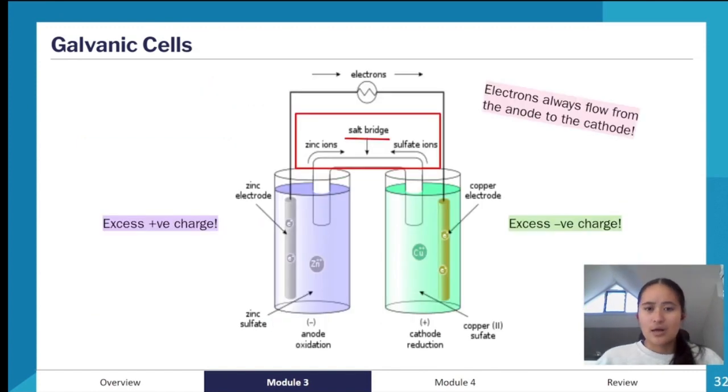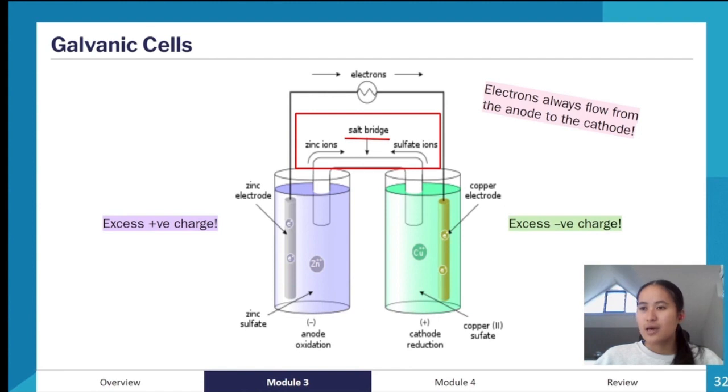So we'll go into more detail about this. As I said before, electrons always flow from anode to cathode, and basically at the anode, oxidation is occurring. As oxidation occurs, it's losing electrons, and those electrons are then free to move through the voltmeter and into the other side of the galvanic cell, where they can be gained by whatever is being reduced. So yeah, that's what it looks like.